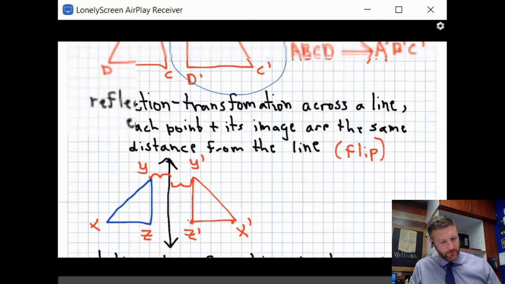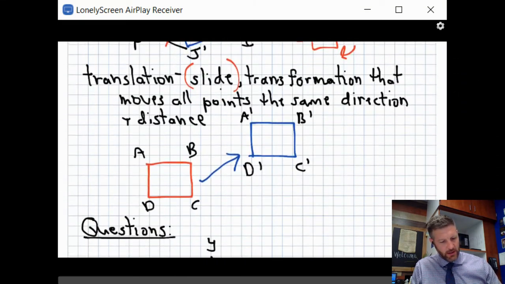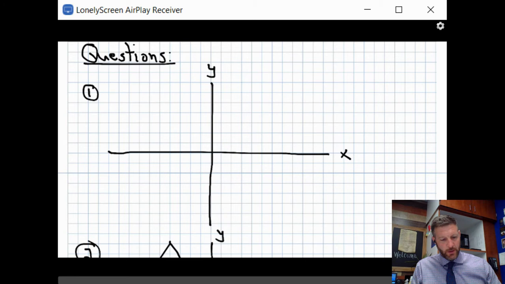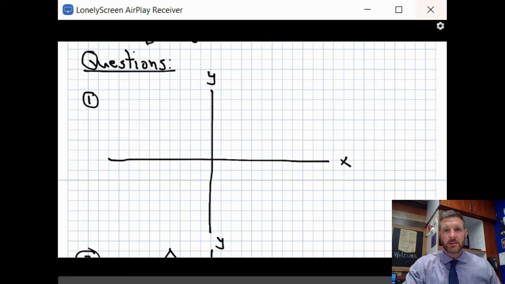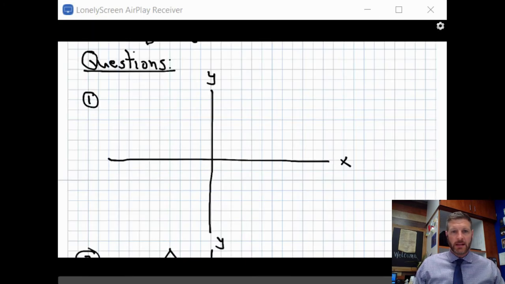And again, the three types: reflection, rotation, and translation. So first question is, actually I got to pull that up real quick. First question is, a figure has vertices at, and it gives me these vertices. After the transformation of the image, it has these new vertices. Draw the image and pre-image, and then identify the transformation. Okay, so let's take a look at these.